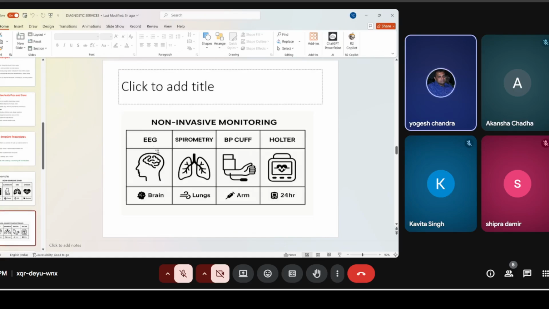And here are a few more non-invasive monitoring methods. That is the EEG, where we put a lot of leads, and those leads record the various kinds of activity going on in the brain cells. Then spirometry, to check the lung function, and BP, which is a non-invasive procedure.